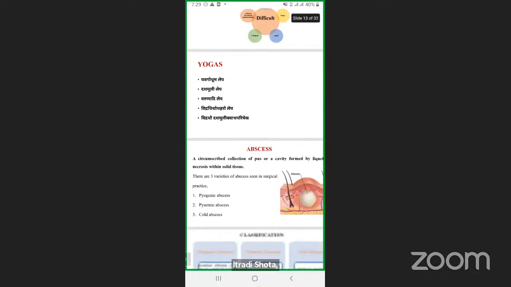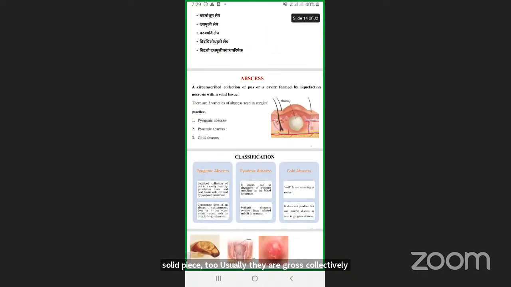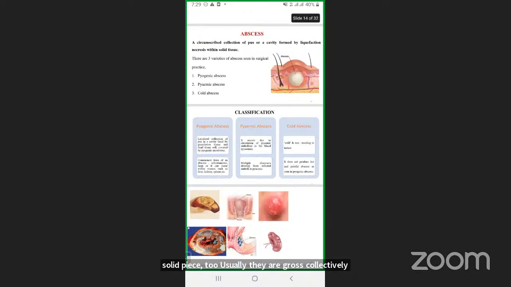Coming to the abscess, the definition goes like this: a circumscribed collection of pus or cavity formed by liquefaction of the necrosis within the solid tissue. Usually, their gross classification is 3 types of abscesses: pyogenic abscess, pyemic abscess, and cold abscess. And features are explained below.